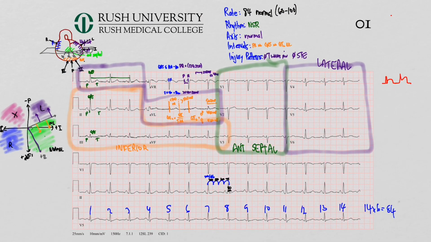We have it now. We got a rate of 84, rhythm normal, sinus, axis is normal, the intervals were normal, and there were no injury patterns that we saw.